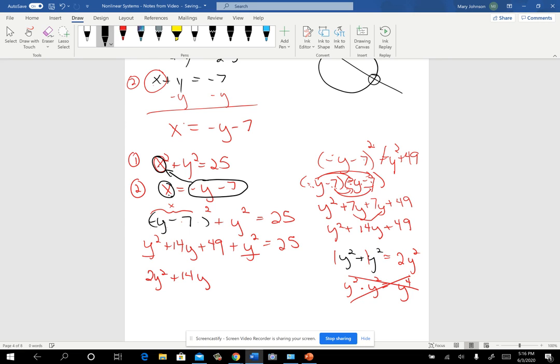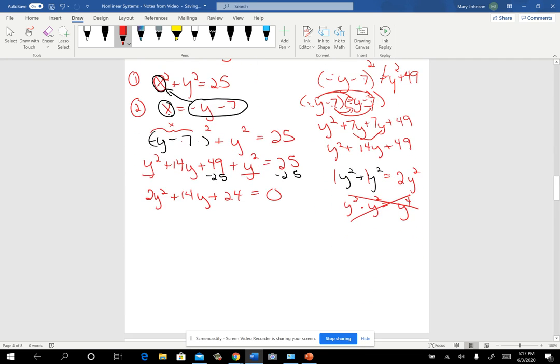Let's go ahead and move that 25 while we're at it, because we need to get it equal to 0. So let's go ahead and do that while we're at it. And then let's kind of see where we're at and what we need to do. So I have a quadratic. All right. Oh, I noticed that 2 goes into all 3 of these.